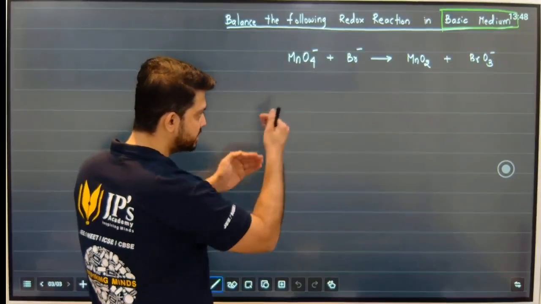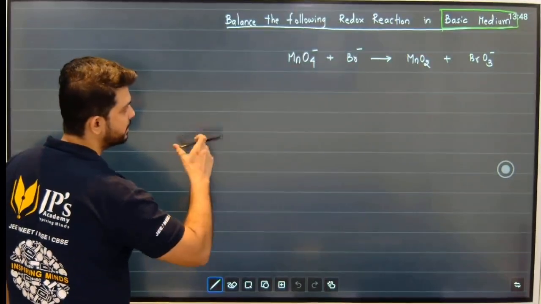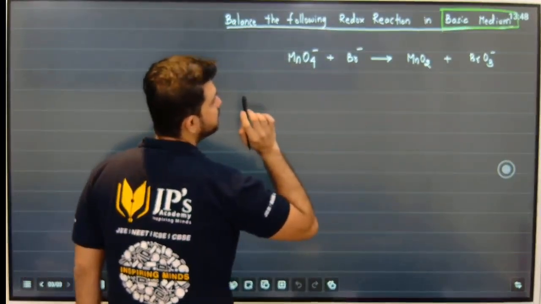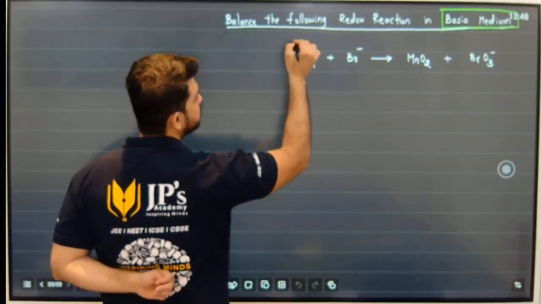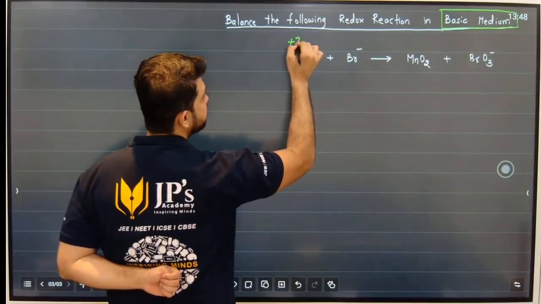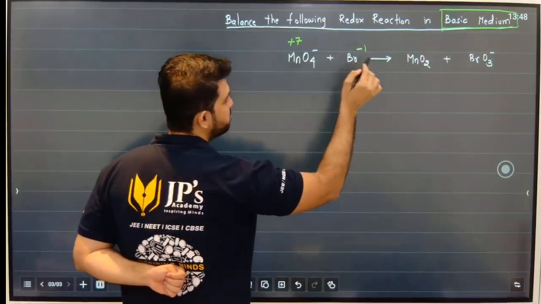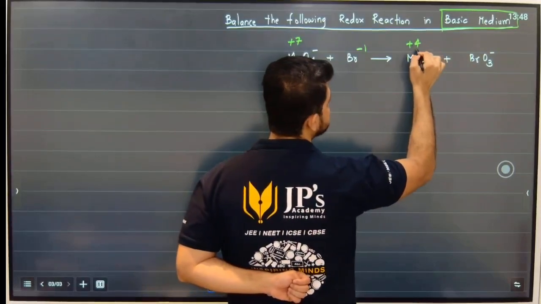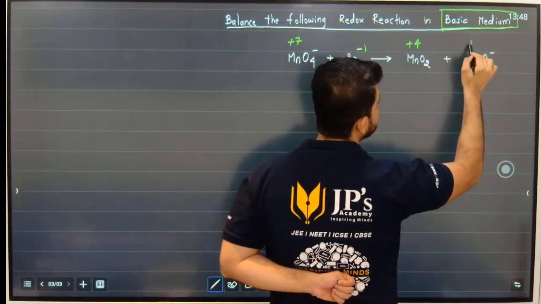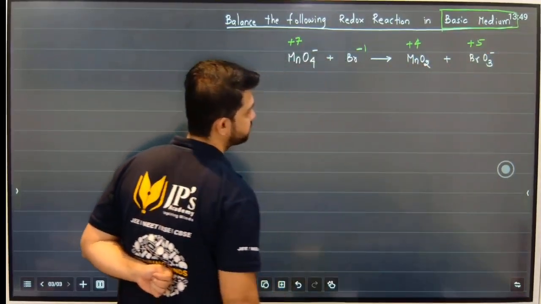Now this time हम steps थोड़ा जल्दी करेंगे, because first step हमें पता है, we will quickly write the oxidation number on the atom. So this is +7 over here, manganese. ब्रोमीन देखो -1 हमें ऑलरेडी दिख रहा है. यहाँ पे this manganese is +4 and यहाँ पे bromine is +5.